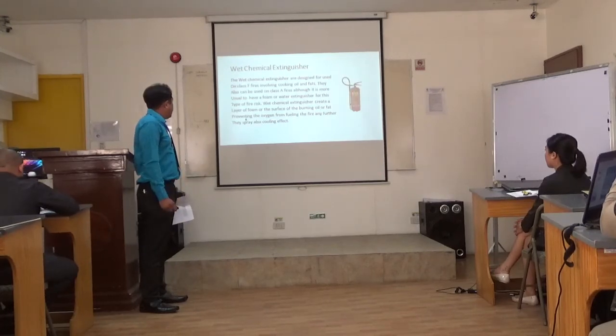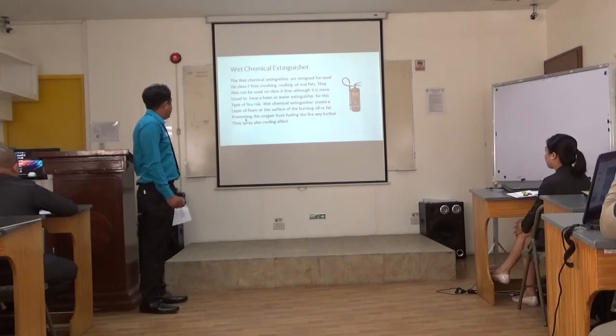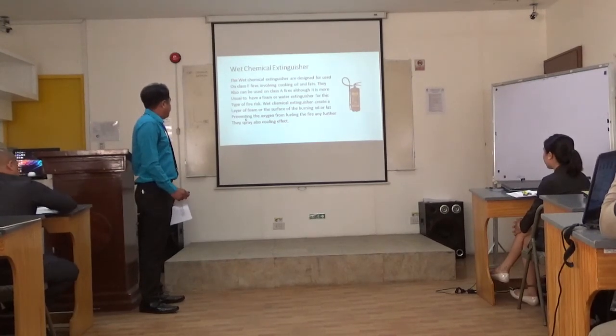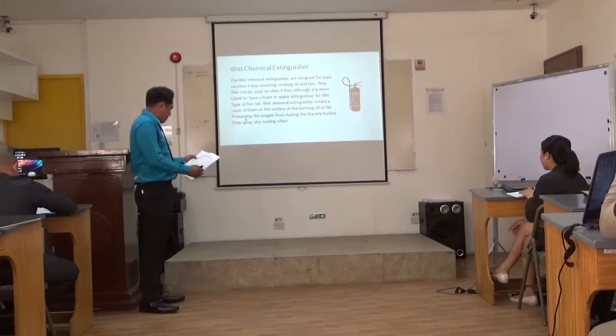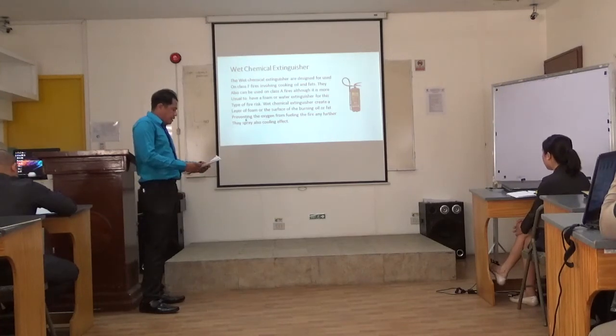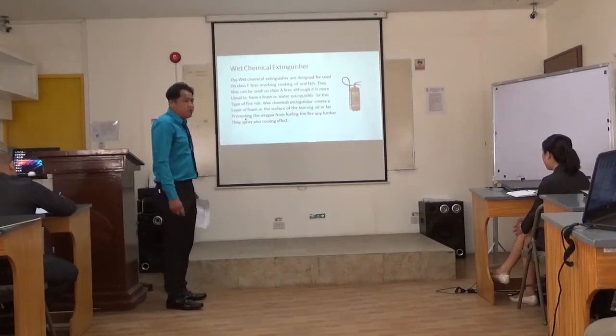And the last one is a wet chemical extinguisher. The wet chemical extinguisher is designed for use on class F fire involving cooking oil and fats, and can also be used on class A fire, although foam or water extinguishers are more usual for that type of fire risk. Wet chemical extinguishers create a layer of foam on the surface of burning oil or fats, preventing the oxygen from fueling the fire, and any spray also has a cooling effect. That is all the kinds of fire extinguisher.